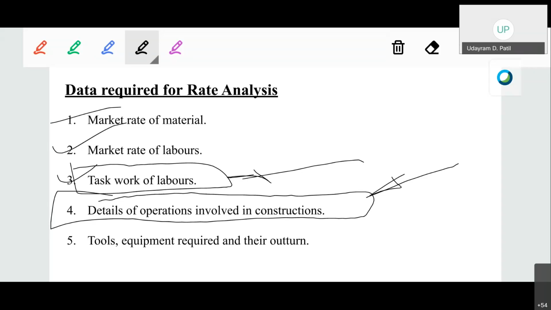Okay, and the tools and equipments required, as well as their outcome. What are the tools and equipments required to construct the particular work? Suppose if we take a concrete mixer, how much work can a concrete mixer do in one hour, how many cubic meters of the work can it mix? Depending upon that we will employ one concrete mixer, or if it is a large construction work, 4-5 concrete mixers may also be required. So we will have to know the outcome of that particular equipment.